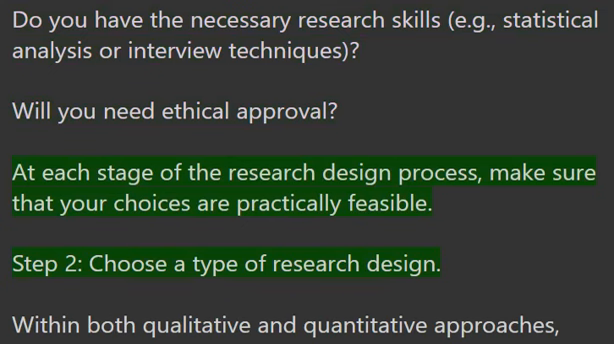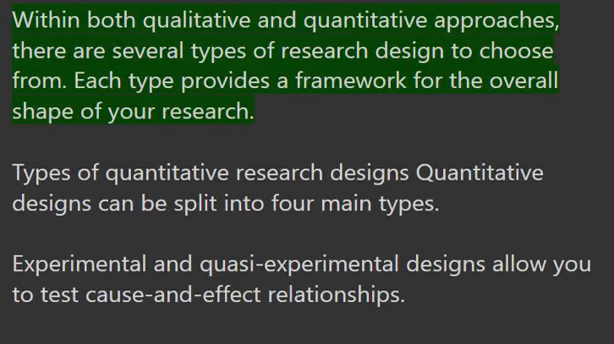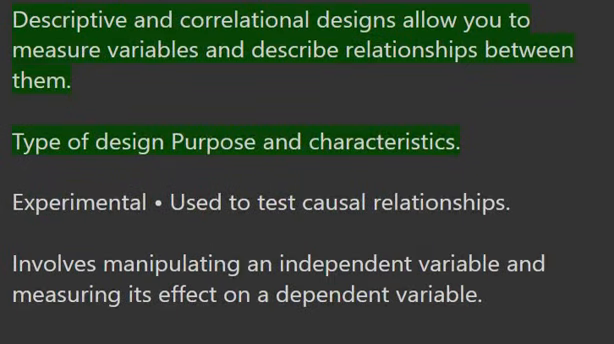Step 2. Choose a type of research design. Within both qualitative and quantitative approaches, there are several types of research design to choose from. Each type provides a framework for the overall shape of your research. Types of quantitative research designs. Quantitative designs can be split into four main types. Experimental and quasi-experimental designs allow you to test cause and effect relationships. Descriptive and correlational designs allow you to measure variables and describe relationships between them.